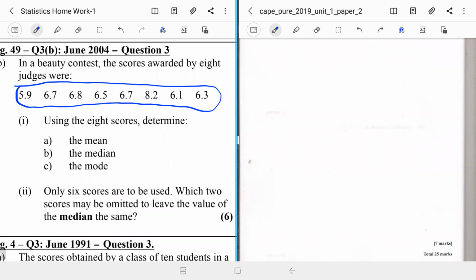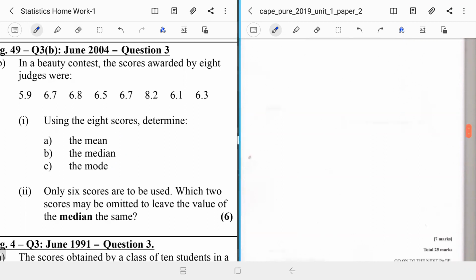And since there are only 8 scores, we can analyze them in the raw state. We don't need to put them in a frequency table. We can analyze them as raw data. So we did statistics of raw data. It says, using the 8 scores, determine the mean, the median, and the mode. But I'm going to extend it and do interquartile range and all these things. So remember, as always, the first thing you want to do with the data is put it in ascending order.